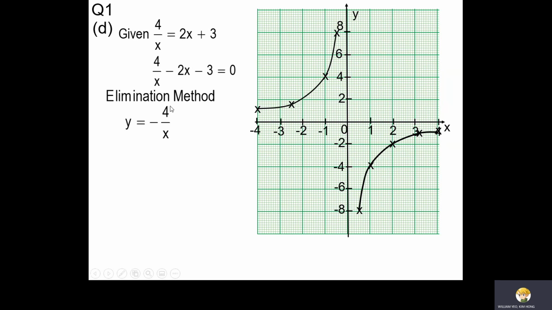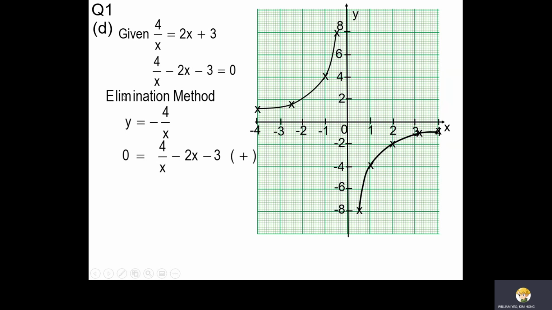Next we use the elimination method. This is the one that they give you in part A. Then you write this one here. But now you change 0 to the left hand side, and this whole thing to the right hand side. Now we are supposed to eliminate this.